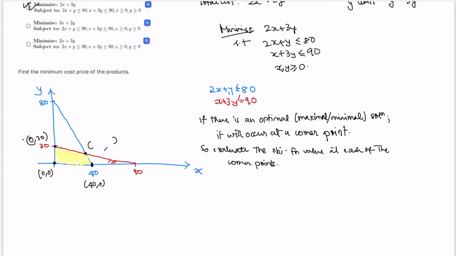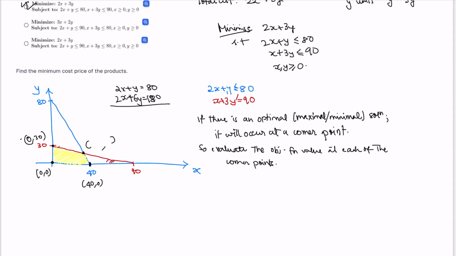Anyway, we have the points 0 0, 40 0, 0 30, and the other point is actually the intersection of two lines, 2x plus y equal to 80 and x plus 3y equal to 90. Now, if I solve for this, let me multiply the second equation by 2, I will obtain 2x plus 6y equal to 180. Now if I subtract the first equation from the second, I will have 5y equal to 100, which means y is equal to 20. So if y is equal to 20, then from the first equation I can say that 2x will be equal to 60.